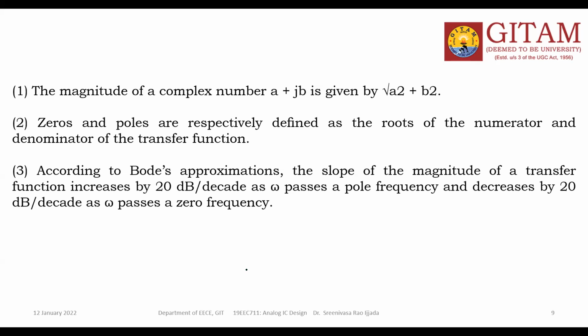So this is my numerator and this is my denominator. The numerator roots are called the zeros, and the denominator roots are called the poles. Up to this point, you know it perfectly. So now, if you want to draw the frequency response of this on the Bode plot, when one pole comes, the transfer function is decreased by 20 dB per decade, and when one zero comes, it is increased by 20.